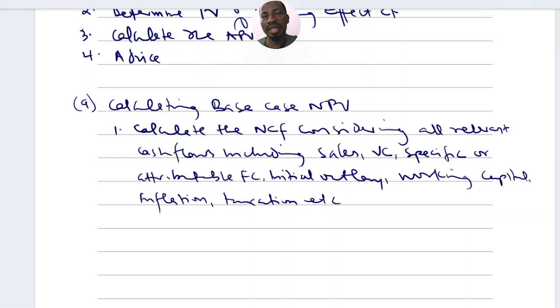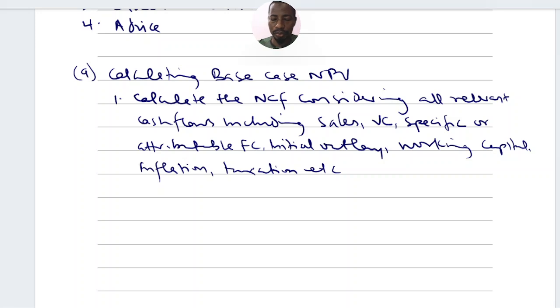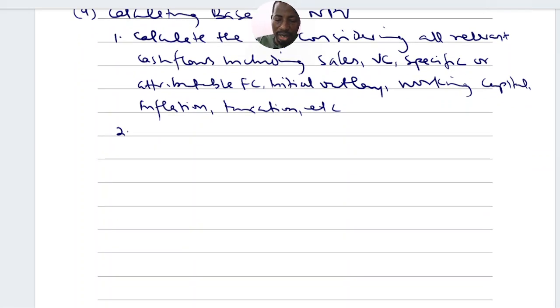The only difference is that instead of using the cost of capital of the company to appraise the project or to compute your NPV, you are going to use the cost of equity on gear. That's just the difference. So I will then go to step 2. Step 2 is to calculate cost of equity on gear.